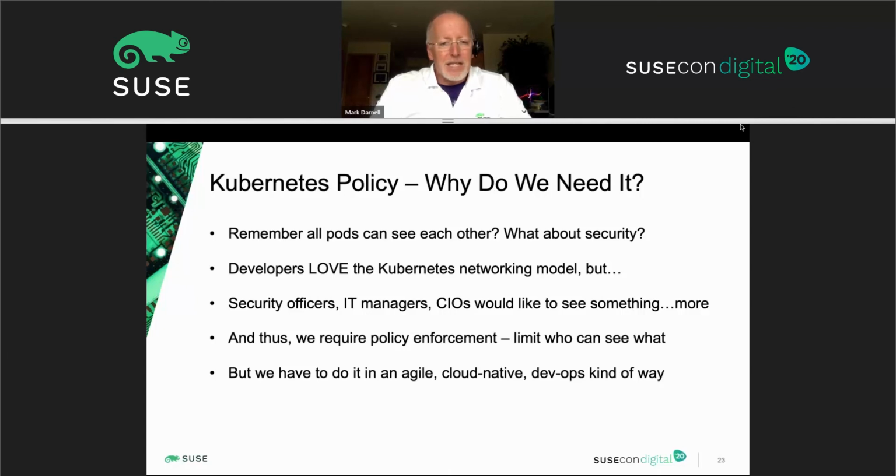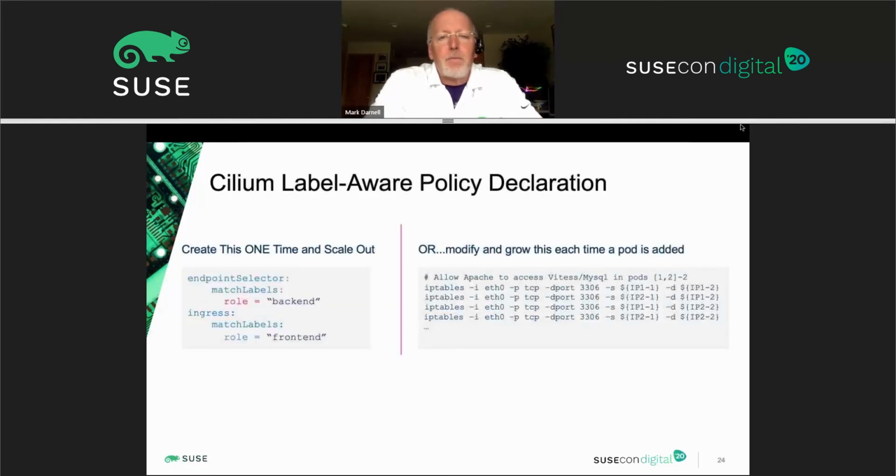You want to have the base, get it started, everything can see everyone, and then over time, as you want to start limiting who can see what, as you move this into production and want to keep things secure, you want a very easy, scalable, and fast, as I put it in the last bullet point, you want an agile, cloud-native DevOps kind of way of getting that policy enforcement put in place. How do you do that?